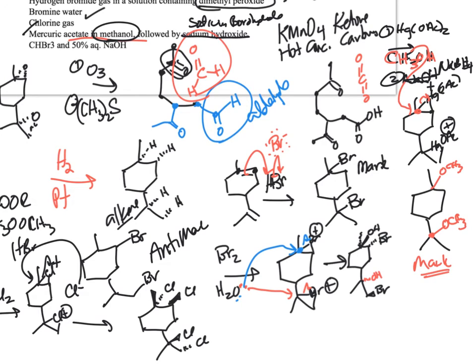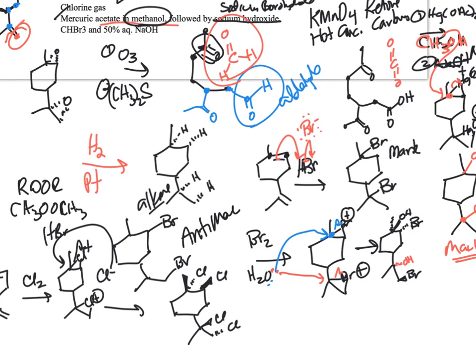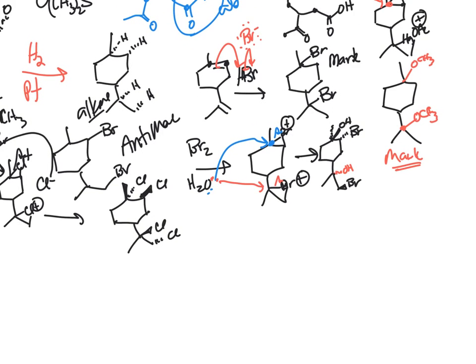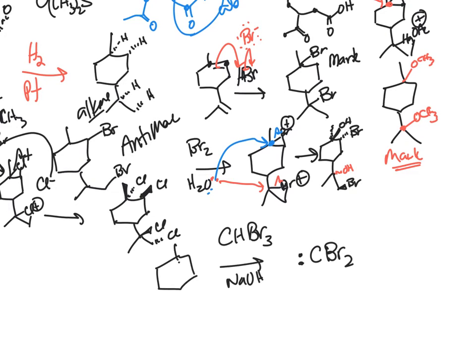addition. All right, this reagent here is going to generate a carbene. So CHBr3 and sodium hydroxide generates a CBr2 carbene, and with your alkene, so if I draw this alkene again, you're going to make a cyclobromide.